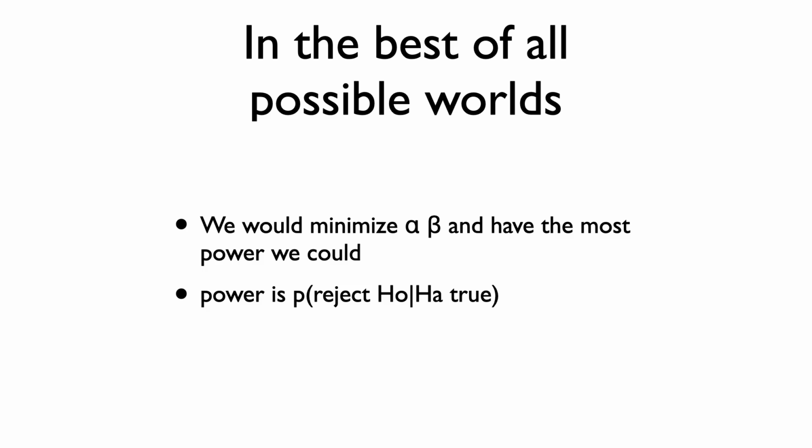So power is the probability of rejecting H0 given, that's just a notation, okay? Given HA is true. The line like that just means given. So given that HA is true, what's the probability we reject H0? And that's what power is. We want that to be as big a number as possible, and we want alpha to be as small a number as possible. By making 1 minus beta as big a number as possible, we're making beta as small a number as possible, so we're obviously doing that as well.